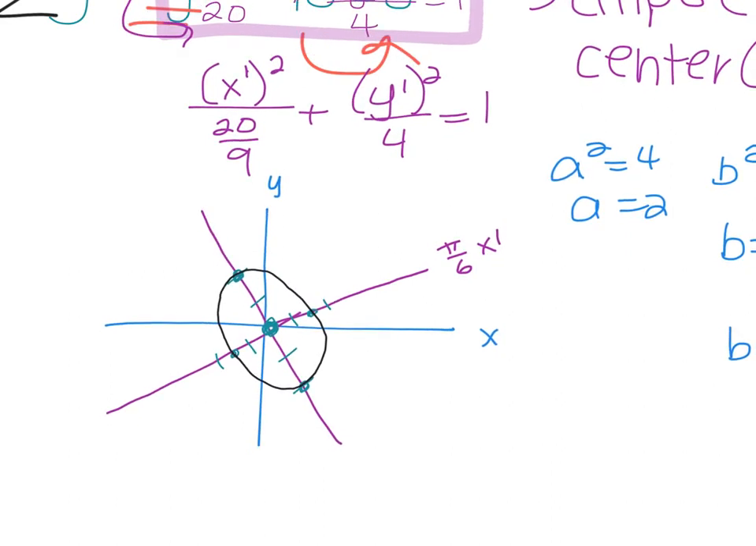And there would be my rotated conic. Questions? So, yeah. You would multiply the 9 times the 1 to get 9 to find out if it was an ellipse, right?